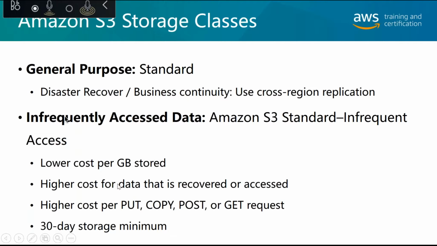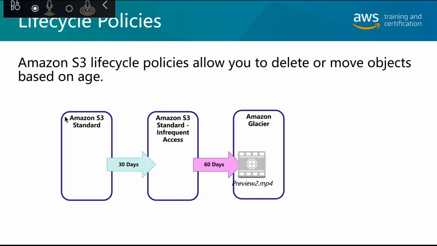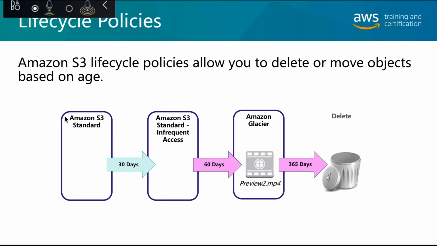Now, when you're dealing with infrequent access, you have a lower cost per gig, but because it's infrequent access, I just want to point out, there is a higher cost for data that is recovered or accessed. And then you have the higher cost for put, copy, post, and get requests. 30 days storage minimum. Now, we talked about lifecycle policies that allow you to set up a rule and automatically move objects between standard and infrequent access, Glacier, and then you could, if you want, at the end, add a delete. It's up to you. It's optional.